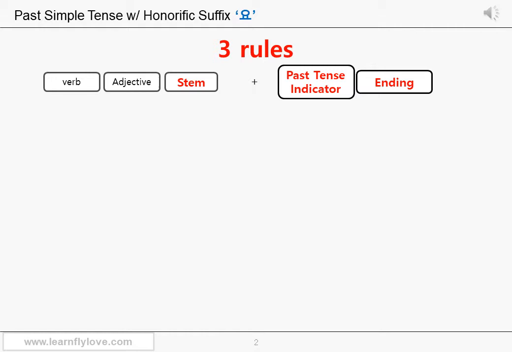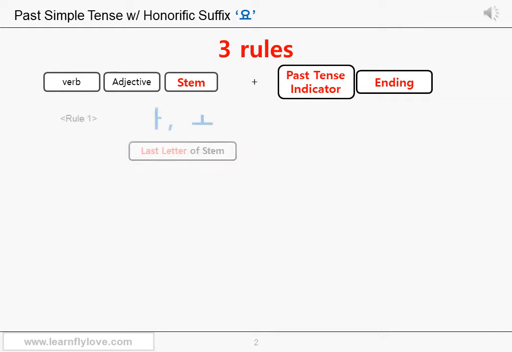Now let's learn how to make the past tense in Korean. More specifically, the past simple tense with the honorific suffix yo. But you can simply call it the past tense, no problem. This one is easy to learn because it works the same way the present simple tense works. You can basically think there are 3 rules just like the rules of the present simple tense.